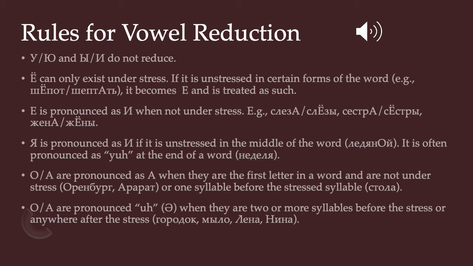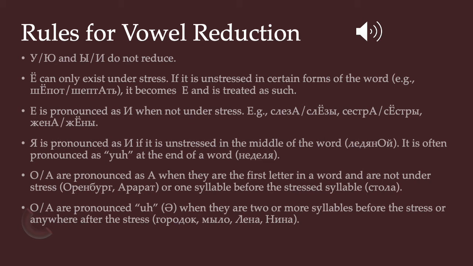If it is unstressed in certain forms of the word, for example, shopot, a whisper, versus sheptat, to whisper, it becomes ye and is treated just like a regular ye. So again, yo can only exist under stress. Ye, whether it's just ye on its own or whether it's a ye that's an unstressed yo, is pronounced as e when it is not under stress.